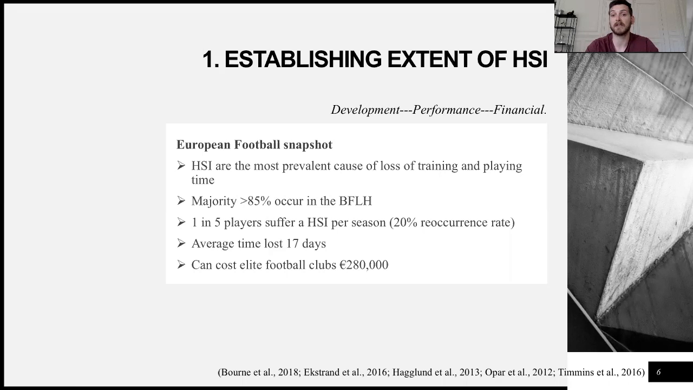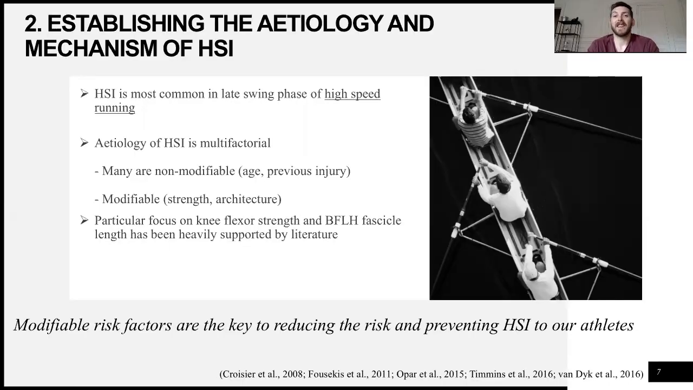When establishing the etiology and the mechanism of hamstring strain injuries, they're most common in the late phase of high-speed running. Now, there's nothing we can do about high-speed running in our sport. It's a significant skill, and it's a huge part of it. But we can do something when we look at the etiology of it.